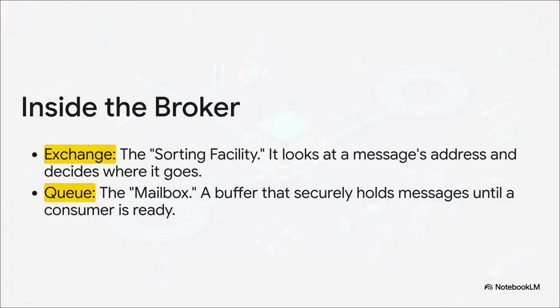Now to really get this, we gotta look inside the broker. It's not just some black box. It really has 2 main parts that do very different jobs. First up is the exchange. Think of this as the main sorting facility at the post office. Its only job is routing logic. It looks at the address on a message and figures out exactly where it needs to go.